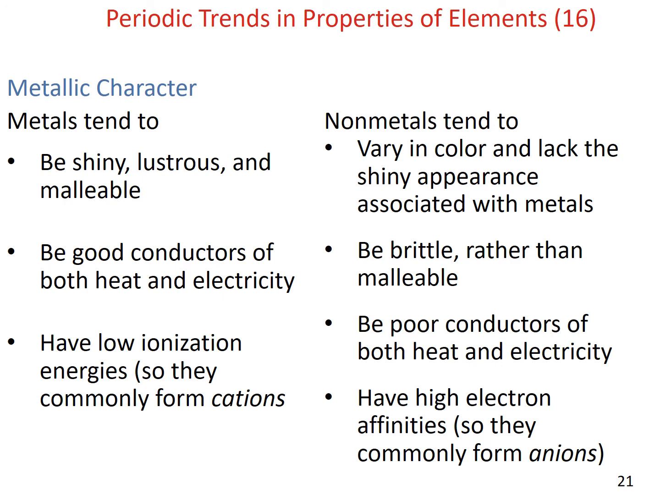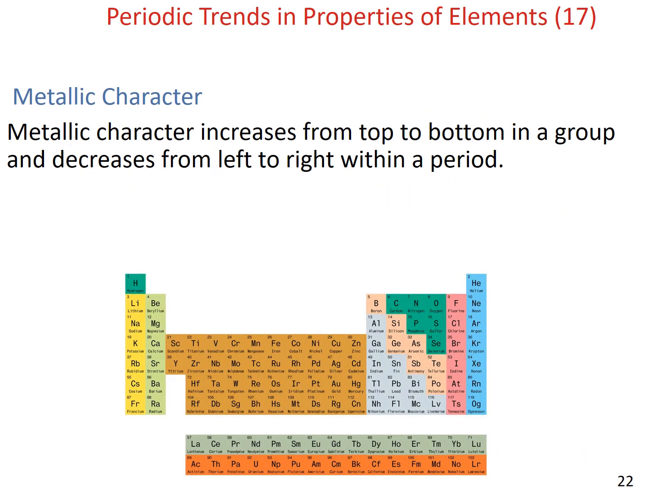But it means we can also make a metallic character style trend on the periodic table. Metallic character increases from the top to bottom in a group and decreases from left to right within a period. So this actually goes similarly to the atomic radius trend. As you're going down and to the left, you are increasing metallic character, which makes some sense.